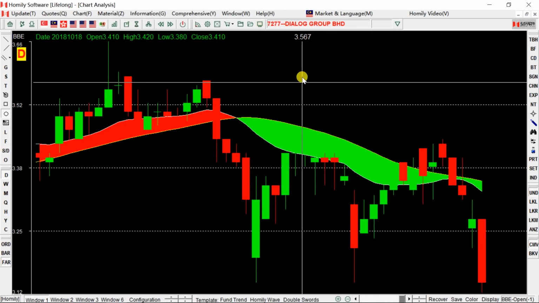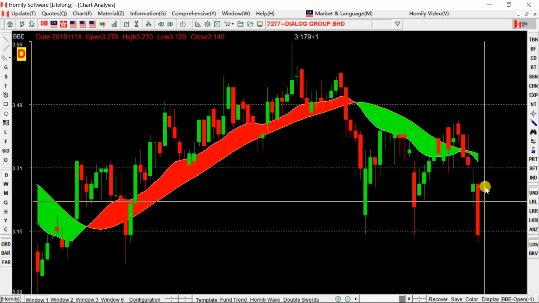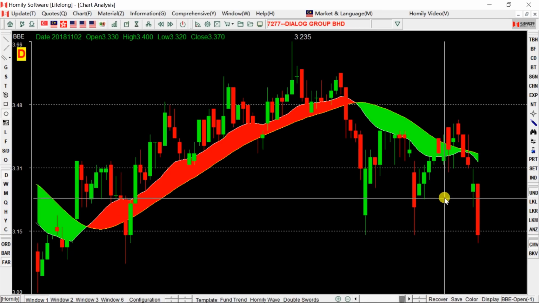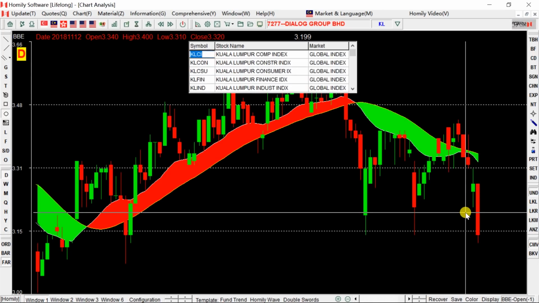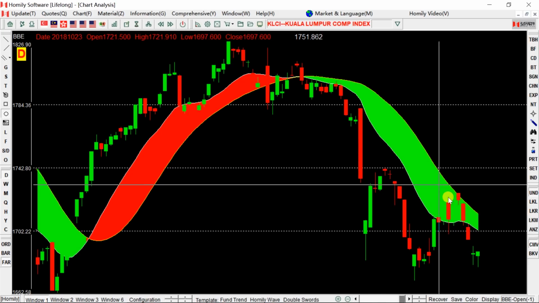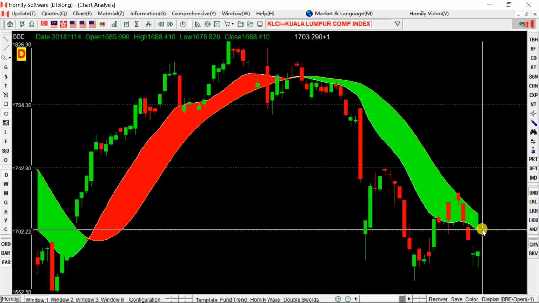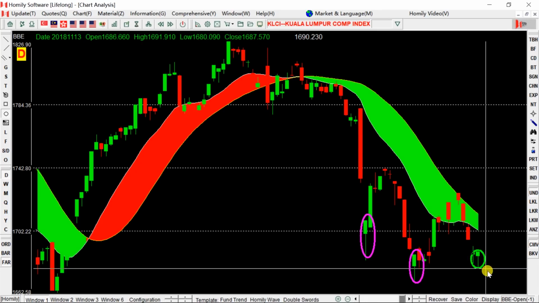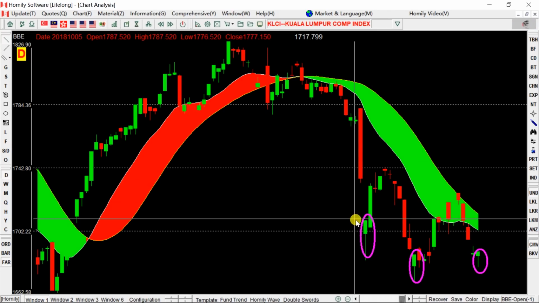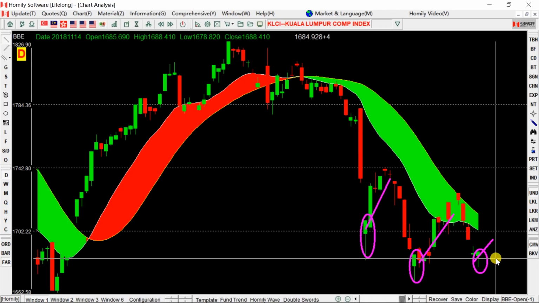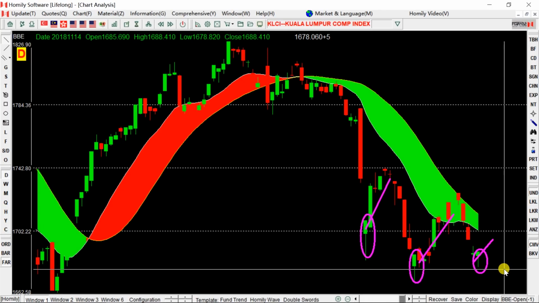Even this stock, Dialog 7277, it's green now. It's not worth trading. We can use this indicator to check the index also. For example, KLCI. You see, currently it's in green ribbon. Green ribbon means sellers are stronger than buyers, so it's downtrend. Bullish hammer, bullish hammer, bullish hammer. After that, price rebounds. So now it's a downtrend rebound. We suggest stopping mid-long trading.